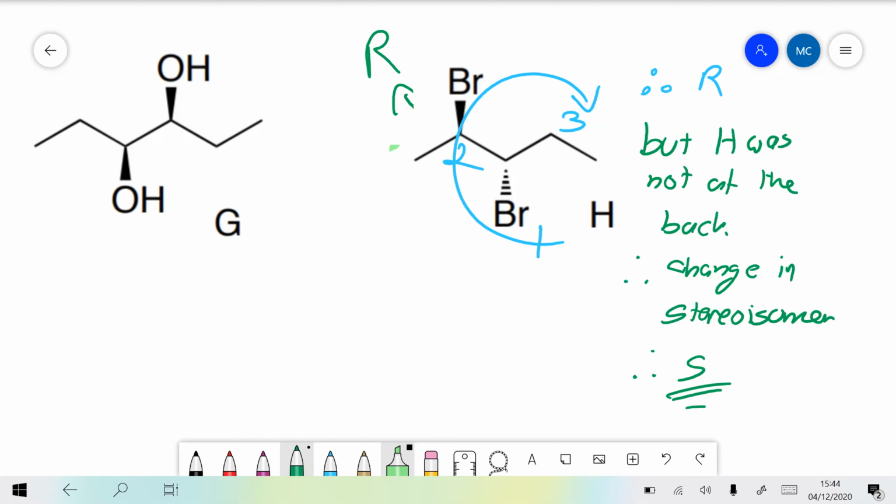So instead of drawing the structure the other way around, you can work with what's given. Note that you have the wrong orientation of the molecule, and whatever answer you get, change. Okay? And whatever answer you get, change.